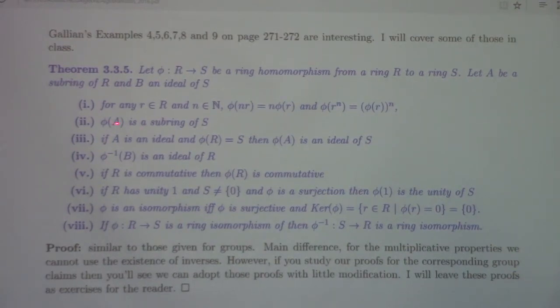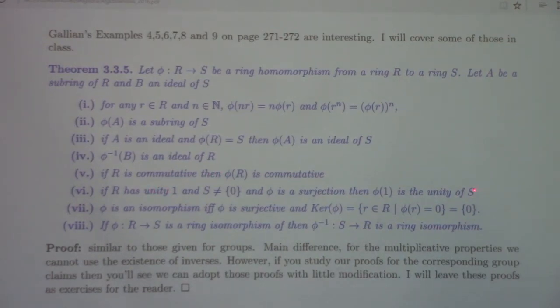The image of an ideal, let's see here, A is a subring, B is an ideal. Be careful. So the image of a subring is a subring. If you have an ideal, then the image of an ideal is an ideal. All right. The inverse image of an ideal is an ideal. If R is commutative, a homomorphic image of R is also commutative.